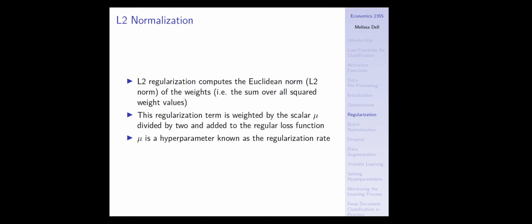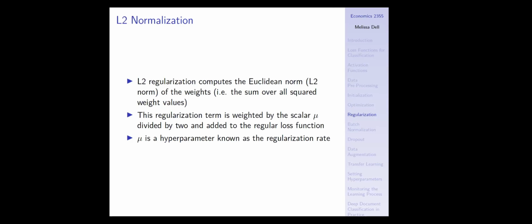In practice, in convolutional neural networks, the most common thing to use for regularization by far is called L2 regularization, which computes the Euclidean norm, also known as the L2 norm, which is just the sum over all the squared weights. Then this regularization term is weighted by some scalar mu, divided by 2, and added to the loss function. The only reason you divide by 2 is that when you differentiate the loss function and take that square term around, the 1/2 is going to cancel, and you won't have to carry that around.